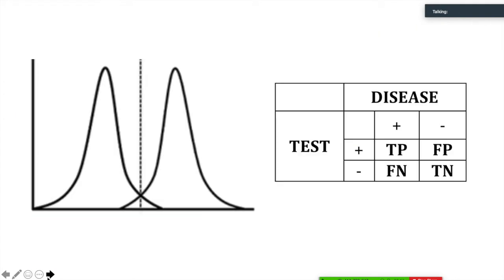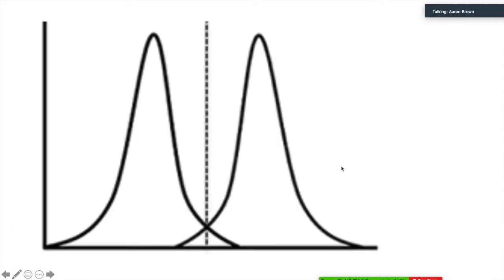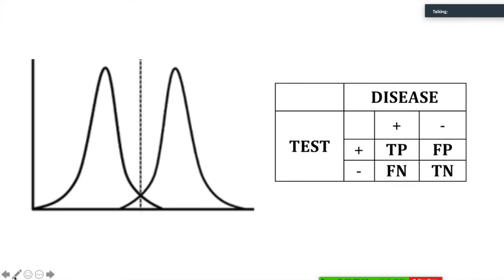So let's move forward. This is where we can describe the meaning of our true positives and true negatives. Here we have people, this line here is people who are healthy. This line here is people who have a disease, okay? This dotted line represents the cutoff for a test, okay? Great.